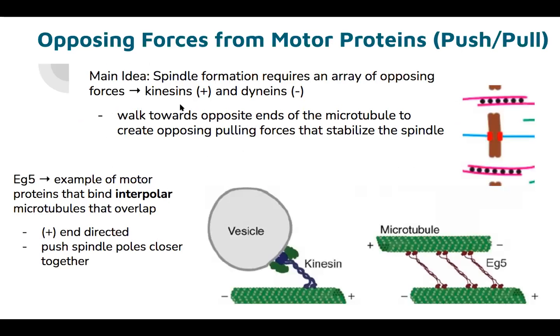The way that this separation of sister chromatids happens is through the opposing forces of the motor proteins that we've been talking about. So it's like a push-pull force going on. The spindle formation requires opposing forces, the kinesins and the dyneins. They walk towards opposite ends of the microtubule to create opposing pulling forces, which stabilize the spindle so that it's able to pull the chromatids apart.